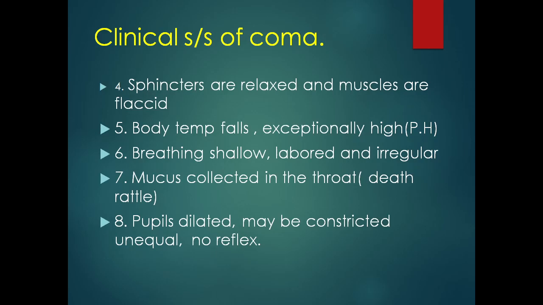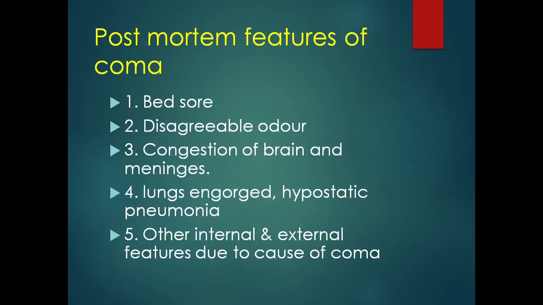Pontine hemorrhage. Breathing is shallow, labored and irregular. Mucus is collected in the throat. There is a death rattle because mucus is collected in the throat. You will find there is death rattle. Pupils are dilated, may be constricted, unequal, or there is no reflex. So, this is regarding the pupils.